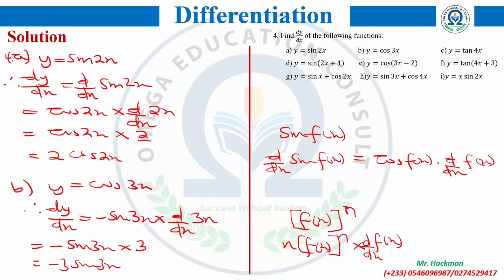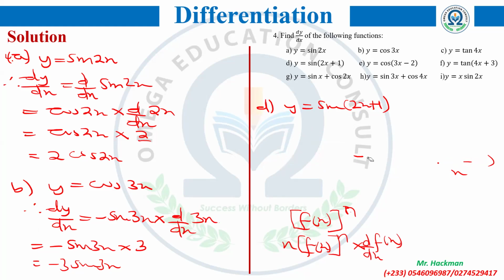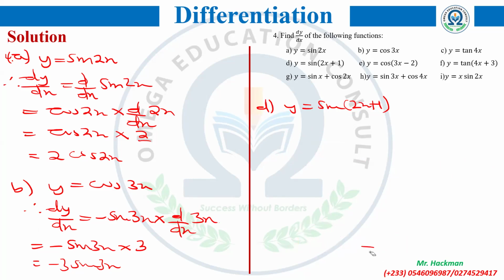Now let's look at this situation, which will be the last one. It's the same technique. y is equal to sine of 2x plus 1. Because of this, it is no longer simple. So I have to make sure after doing my normal differentiation, I multiply by the differential of what? The function that is making it composite. And you are good to go.